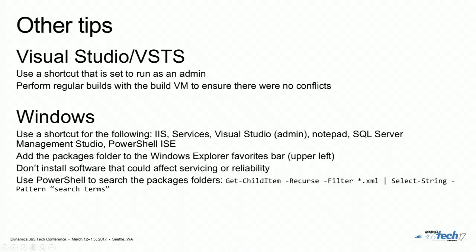Let's see. I added the packages folder to the Windows Explorer favorites bar on the upper left there. We don't install software that could affect servicing or reliability of the VM, like certain virus programs. Installing packages and stuff, I think it uses remote PowerShell, but I don't know what port or whatever, but you could break that stuff. There's the PowerShell command to use, and I just have a whole library of them for different folders and models and whatever.